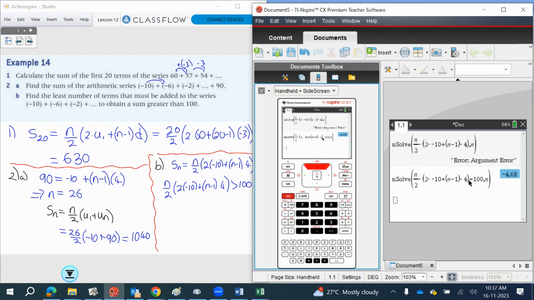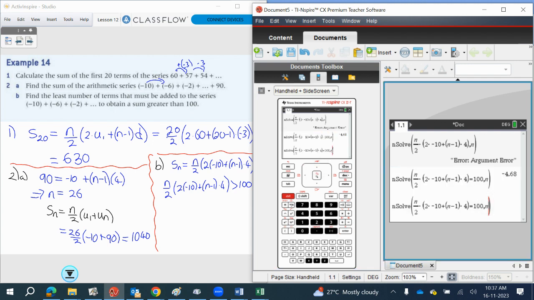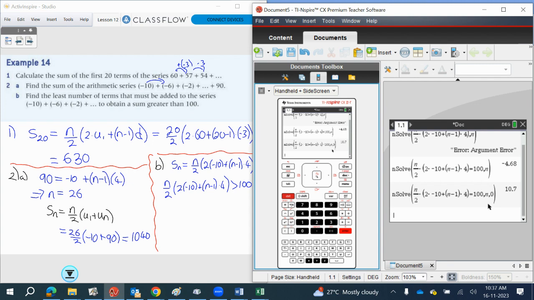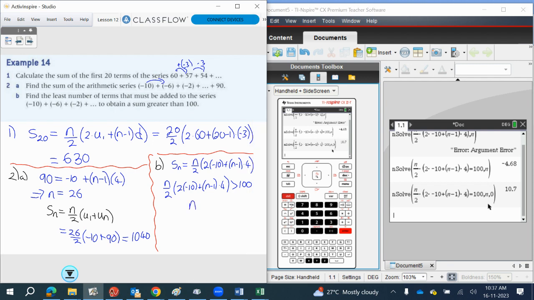So what you need to do when you get some anomaly out like this one is add in a comma 0, meaning it has to be bigger than 0 that we want. So we improvise, we adapt it. So n has to be greater than 10.7, so n equals 11.